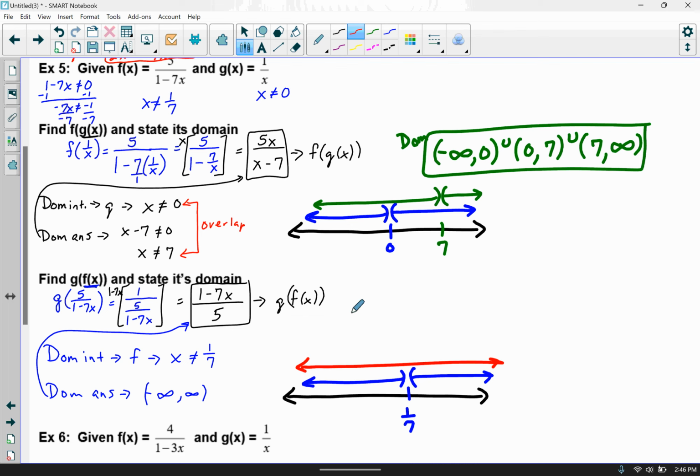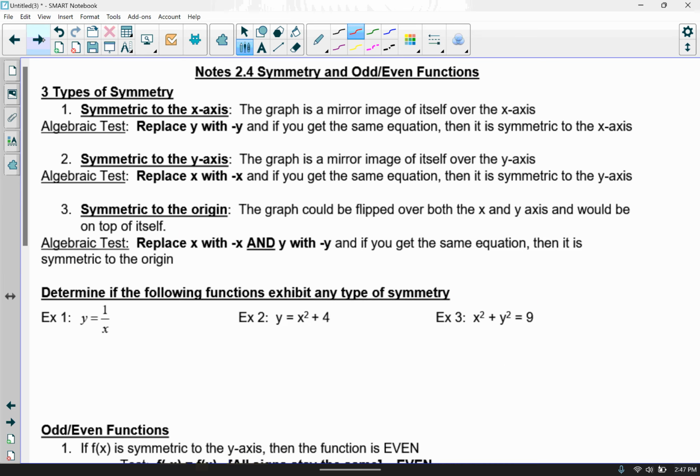So overall domain then, negative infinity to 1/7, and then 1/7 to infinity. All right, I'm going to let you pause the video and try example 6 on your own. And then we will come on over to section 2.4.